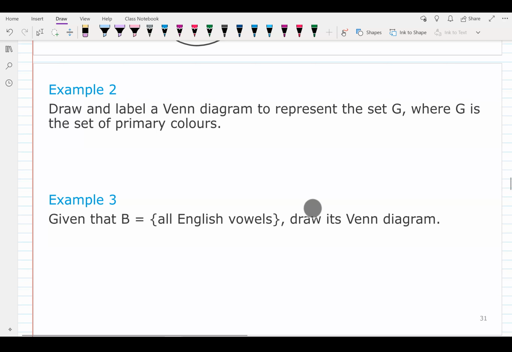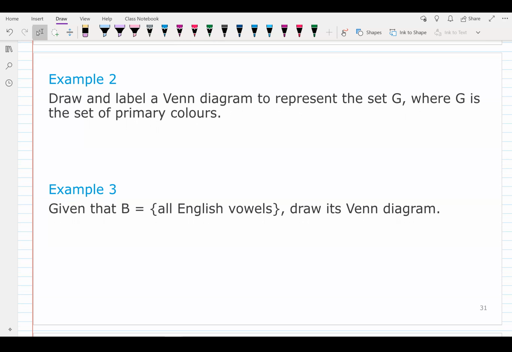Let's try another example. Draw and label a Venn diagram to represent the set G, where G is the set of primary colors. Do you know what the primary colors are? Do you remember from way back when what the primary colors are? Primary colors are the colors red, yellow, and blue.